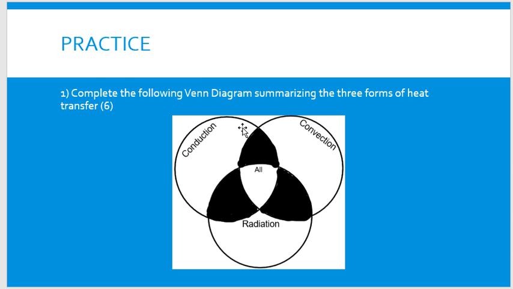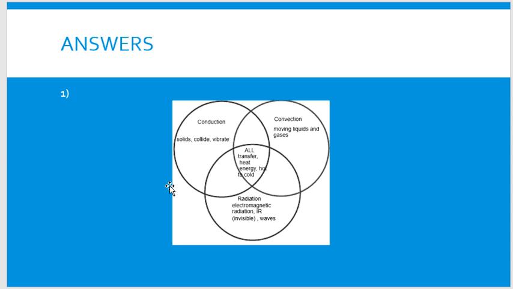So there's a quick practice that I want you to complete. This isn't printed on the handout, but you can just write it into your book. So there's a Venn diagram summarizing the 3 forms of heat transfer with a space in the middle for things that are common between all 3. Okay, so there's some answers here. So conduction, talking about solids, convection, liquids and gases, electromagnetic radiation, and so on. The fact that all of them transfer heat energy from hot to cold.